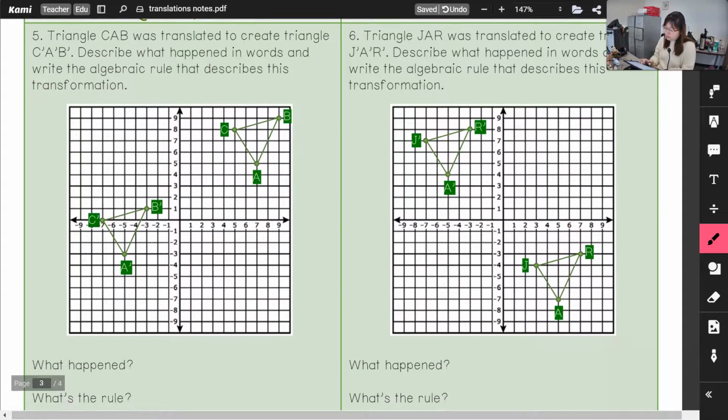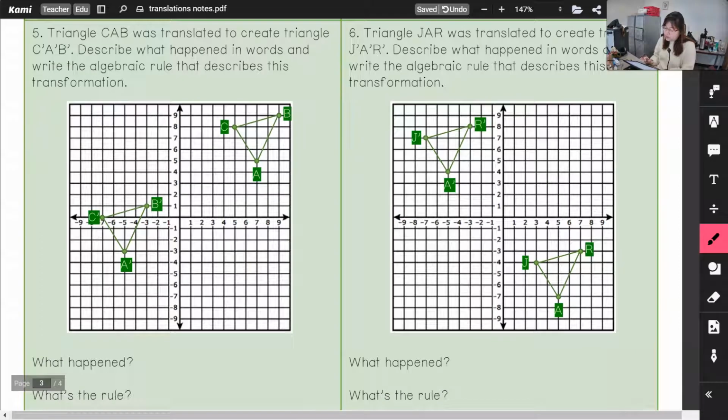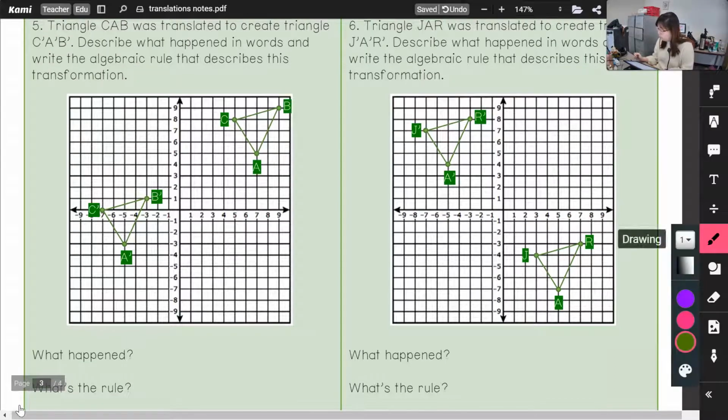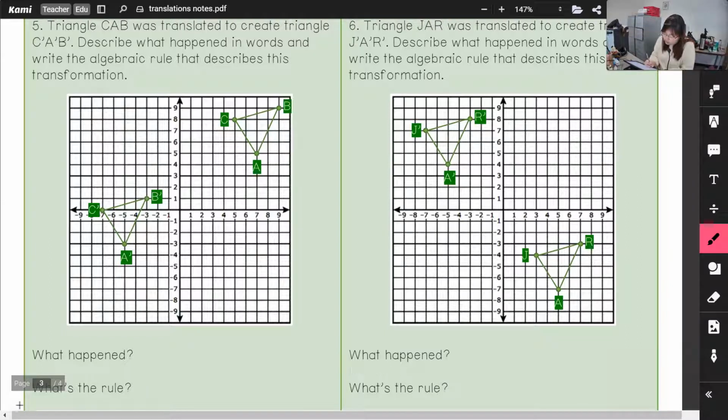Number 5. Triangle CAB was translated to create triangle C prime A prime B prime. Describe what happened in words. Write the algebraic rule that describes this transformation. Okay, so we pick a point. I'll pick C this time. C and C prime. Pick a point, pick our prime point, C and C prime.